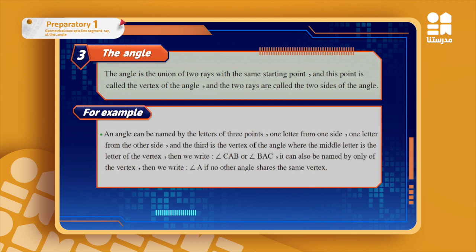It can also be named by only the vertex. How? Which point is in the middle? A, so I can rename it by A. We write angle A if no other angles share the same vertex.